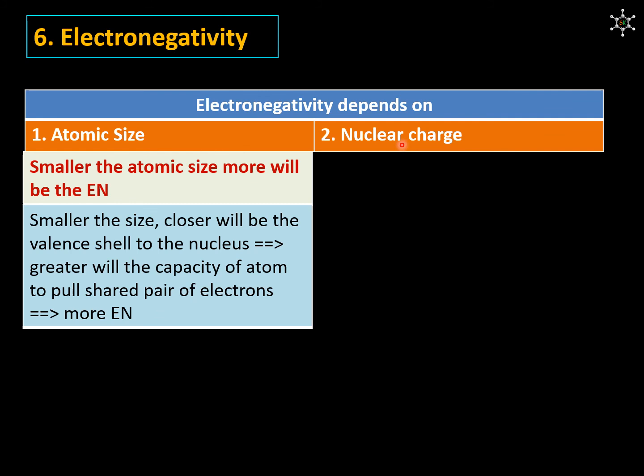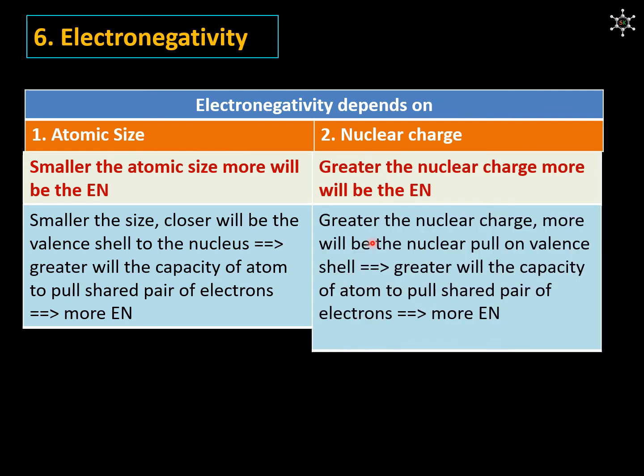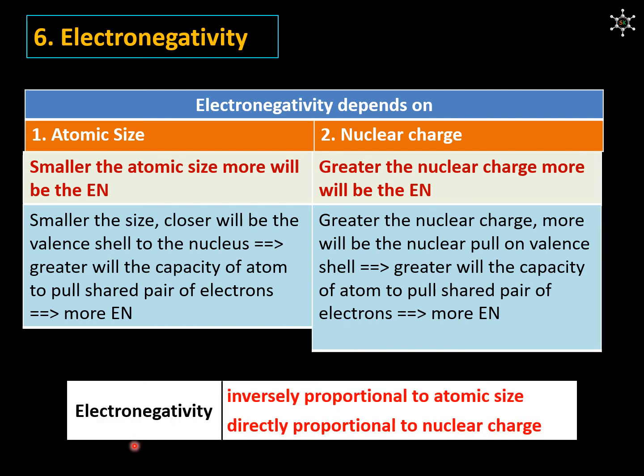Coming to the nuclear charge, the greater the nuclear charge, the more will be the electronegativity. When we have greater nuclear charge, more will be the nuclear pull on the valence shell, meaning greater will be the capacity of an atom to pull the shared pair of electrons towards itself. In other words, more electronegativity. Putting these two factors together, in a simple manner we can tell electronegativity is inversely proportional to atomic size and electronegativity is directly proportional to nuclear charge.